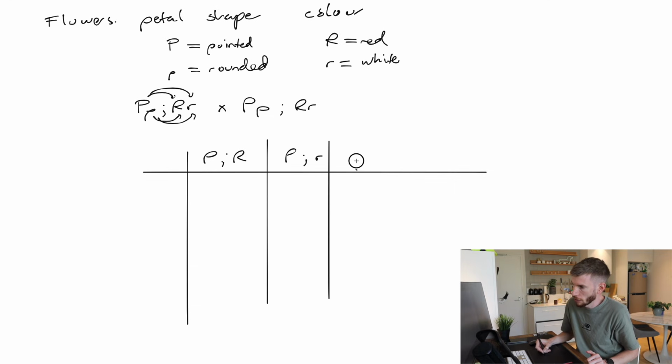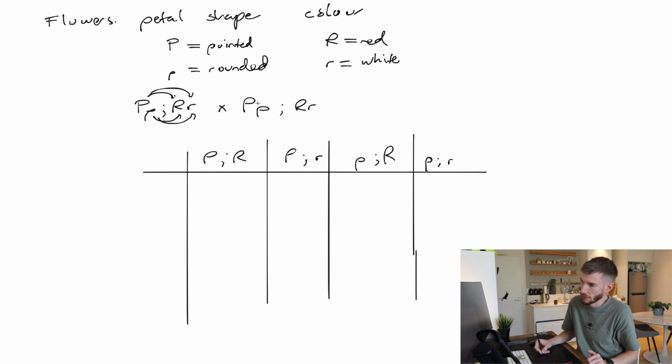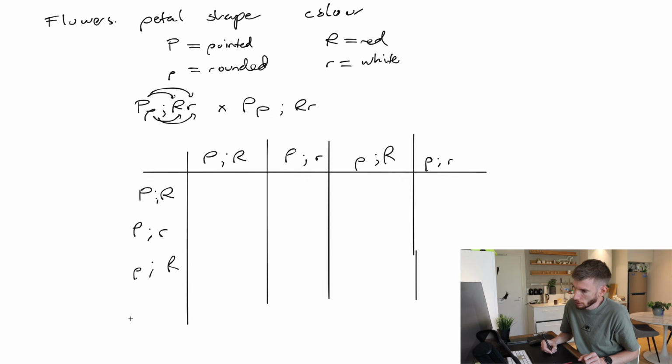Then I could have lowercase p. I'll try to exaggerate that as well so it's clear, capital R. And then I could have both lowercase as well. It's a bit messy. Lowercase p, lowercase r. And it would be the exact same in the other parent because it's the same combination in this case. So we'd have capital P, capital R, capital P, lowercase r, lowercase p, capital R, lowercase p, lowercase r.